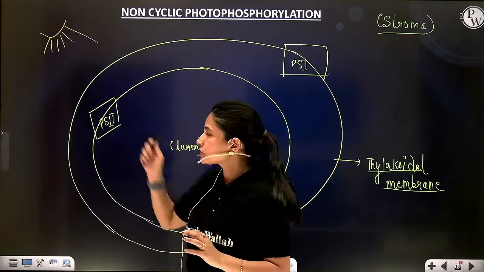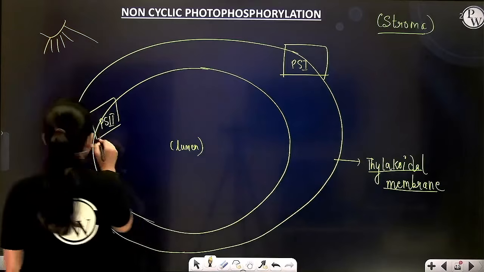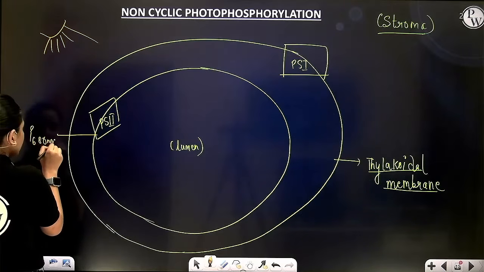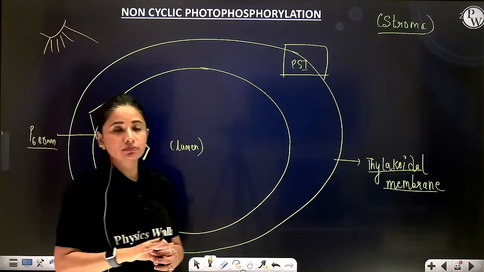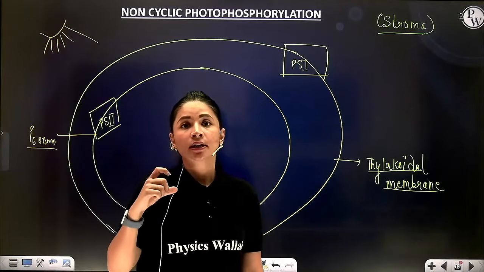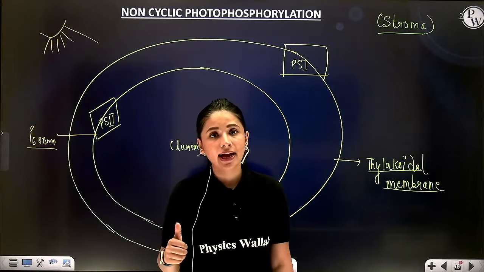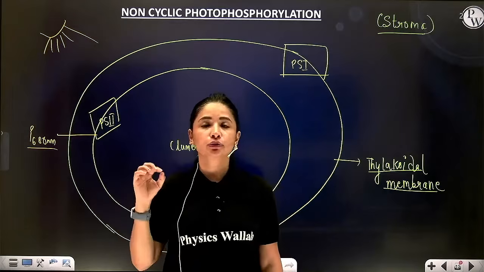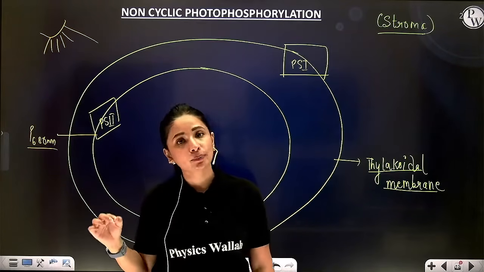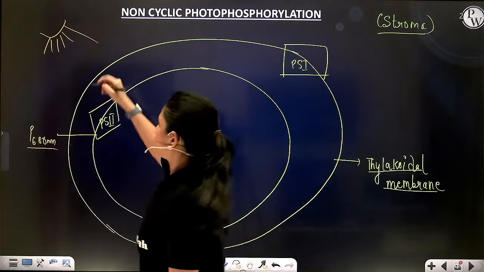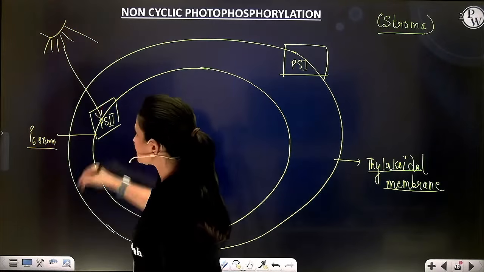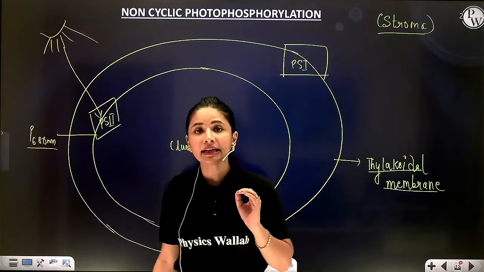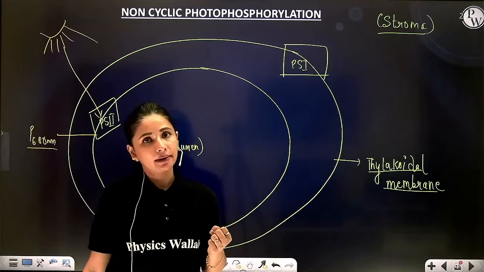Now this photosystem 2, which is also known as P680, is going to first accelerate the process of light reaction by trapping the light of its required wavelength, which is up to 680 nanometers. So now the first step is activation of photosystem 2 by absorbing light of its own requirement.